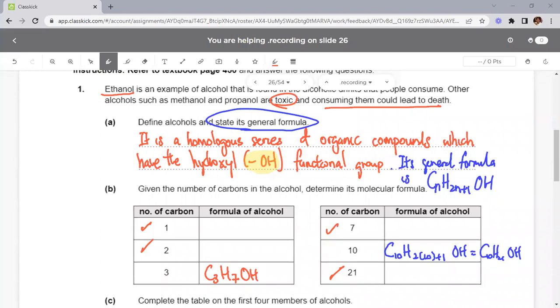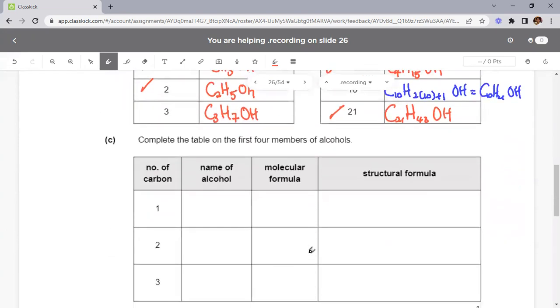Okay, so what is the formula? Just double check your answer. For the first one, it'll be CH3OH. This will be C2H5OH. This will be C7H15OH. The last one will be C21H43OH. Okay, if my math didn't fail me, this should be all the answers. So I hope that you're able to utilize the general formula and know how to work out the formula of the alcohols.